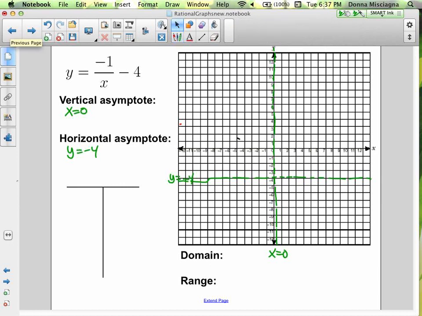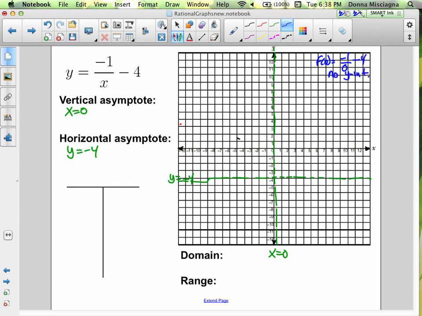Now let's find the x and y intercepts. All right, so, well, can we plug in 0 for x? Let's find out. If we do f of 0, that gives us -1 divided by 0. Oh no, that's undefined. All right, so no y-intercept.